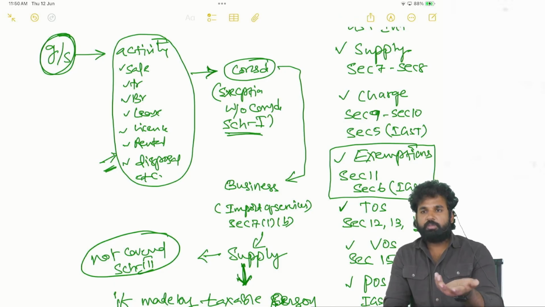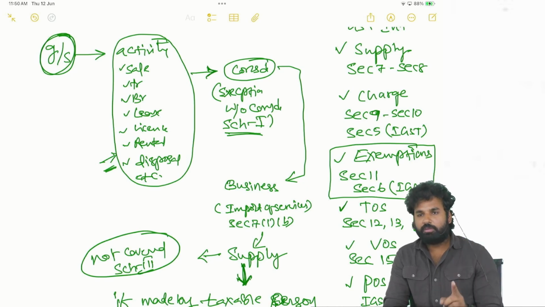There is no business here. Or else, if I am selling my laptop to somebody, I am not dealing in laptops. I don't have any business. I am just selling my laptop because I don't want it now. Okay, I am planning for a new laptop, whatever. In such cases, no business activity. That's why no GST will come.